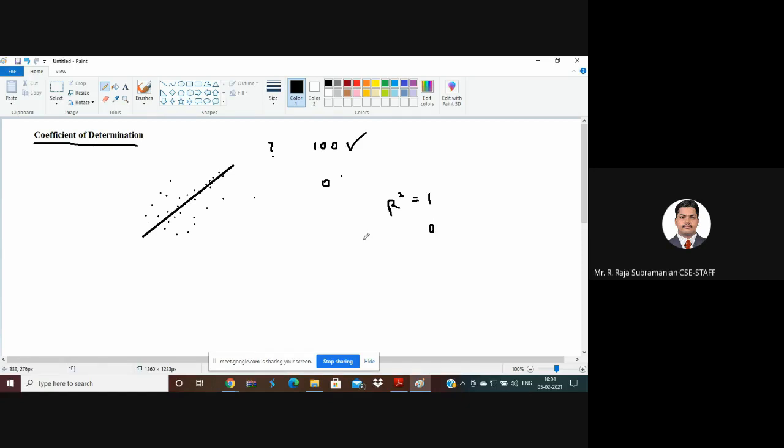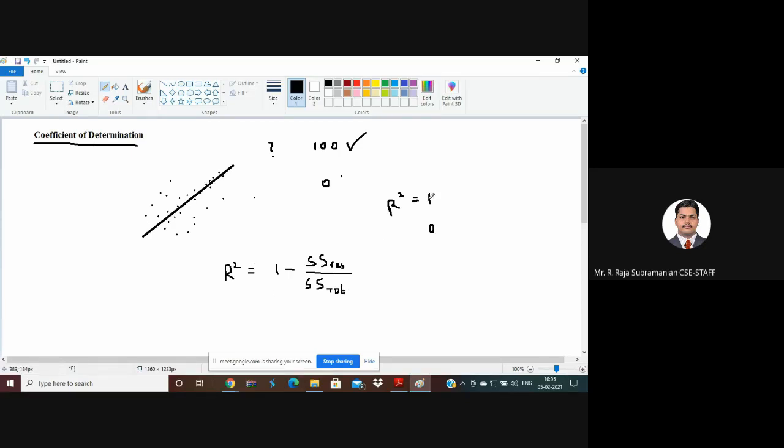When will the R value become 0? It is very simple. When I state the formula, it will be easy for you to see how the R value becomes 0. Let me state the formula for the coefficient of determination. R squared can be written as 1 minus SS residual, the residual sum of squares, divided by SS total, the total sum of squares. This is the formula for R squared, right?